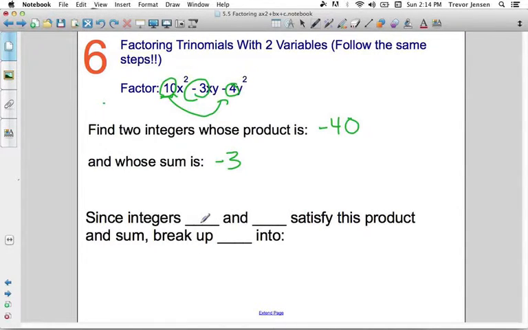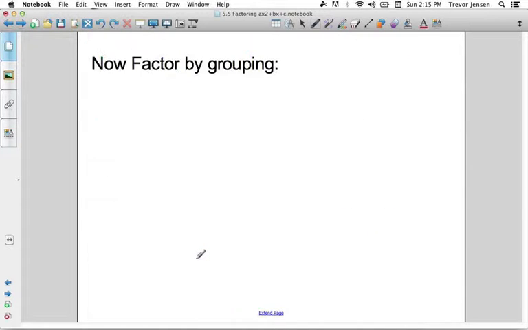Okay, and the two numbers that multiply to give negative 40 and add to give negative 3 are negative 8 and 5. So since negative 8 times 5 equals negative 40, and negative 8 plus 5 equals negative 3, we're going to break up our middle term, negative 3xy, into negative 8xy plus 5xy. Negative 8xy plus 5xy equals negative 3xy. That's why we're allowed to do that.